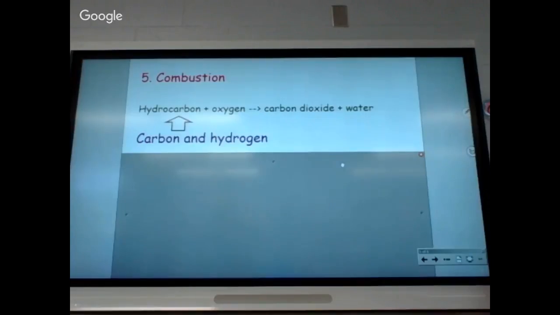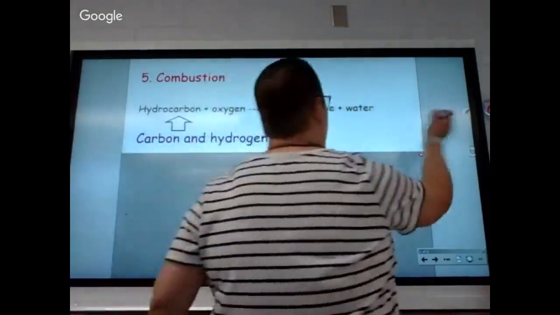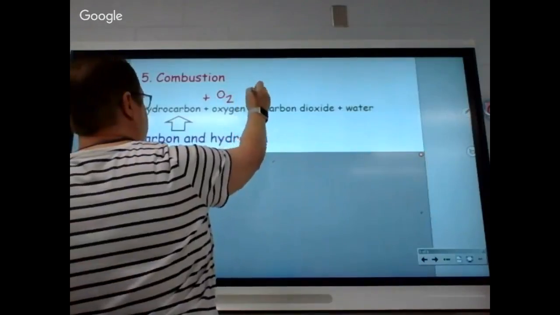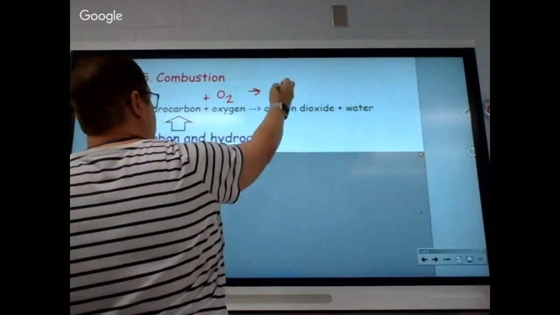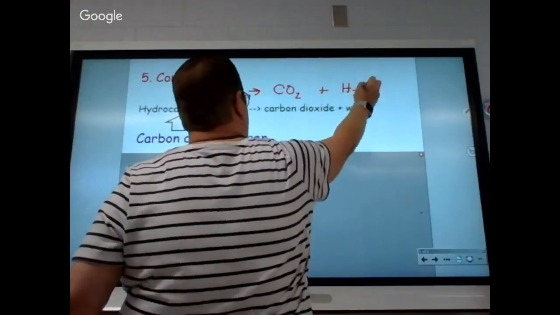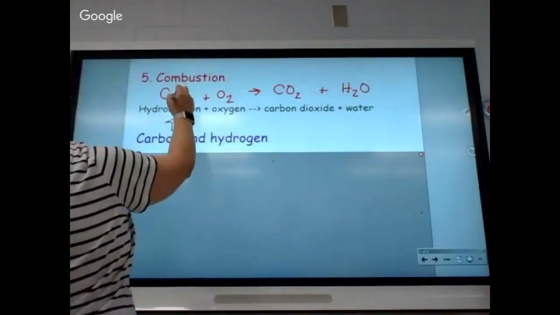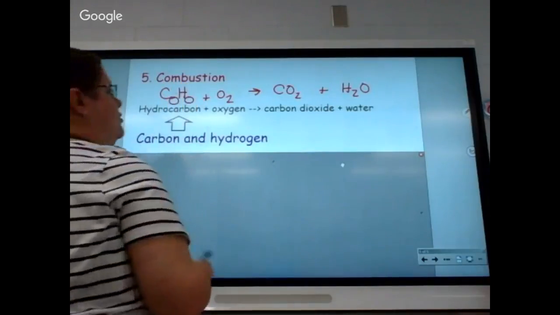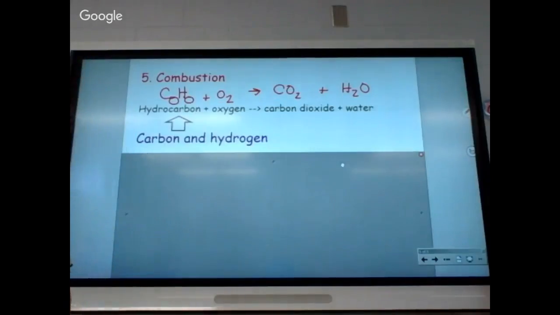Hydrogen. How do you write oxygen? Oh, okay, I thought that's what y'all said. Okay, so plus O2. And you get what? CO2 plus H2O. So this is going to be a C and an H, and the only thing that's going to change is what little numbers are down here in these bubbles. But that's the form for combustion every single time.